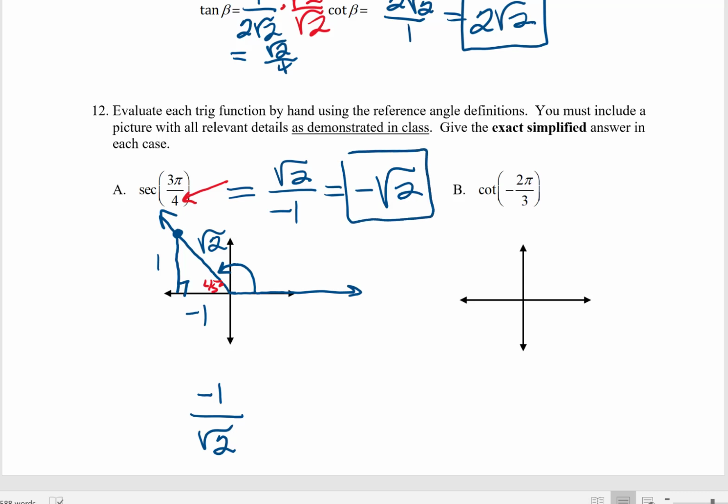Problem B, my angle is negative 2 pi over 3. 2 pi over 3 is also a memorized value. It's 120 degrees. I'm rotating in a negative direction. So let's see, 90 and then 30 more would make 120. So somewhere over here. There's my angle. I need to find the coordinates of some point on the terminal side. So I'll drop my perpendicular.